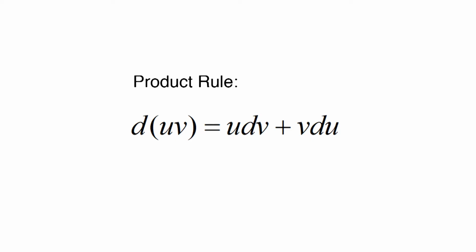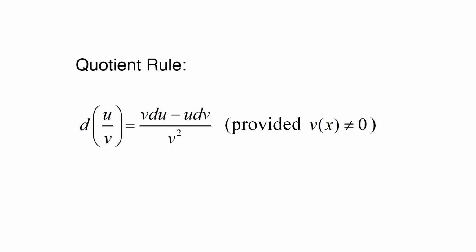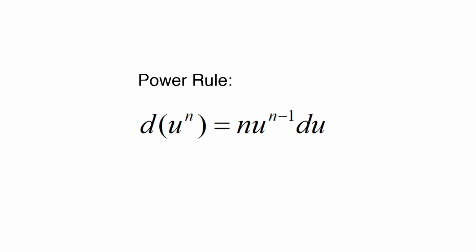Similarly, the following formulas for differentials can be derived. Product rule: d of uv is equal to u dv plus v du. Quotient rule: d of u by v is equal to (v du minus u dv) by v squared, provided v(x) is different from 0. Power rule: d of u raised to n is equal to n times u to the power n minus 1 du.